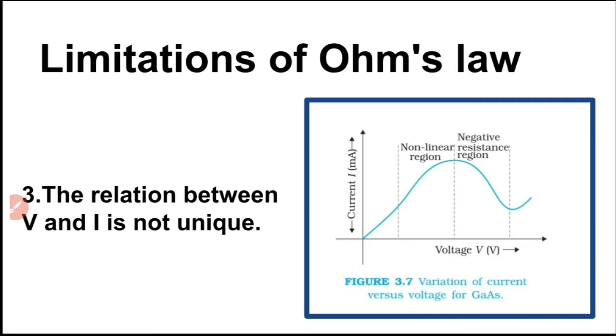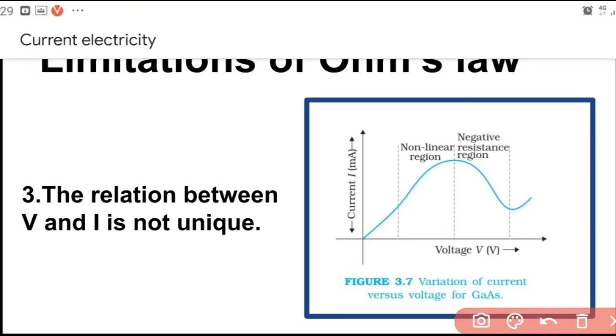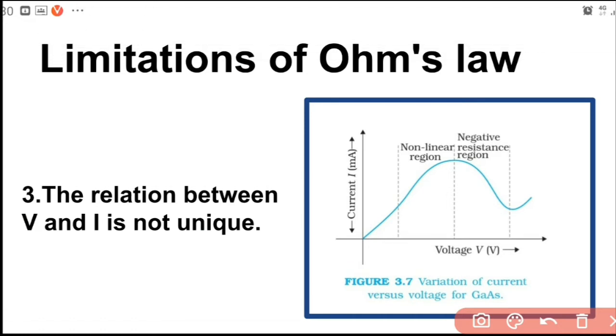So the thing is this, you can see from the graph there are different regions of the graph. You can see in this region V is proportional to I. That means it obeys Ohm's law. You can call it the ohmic region or linear region. Here it becomes curved. The graph becomes curved, so we call it the non-linear region.